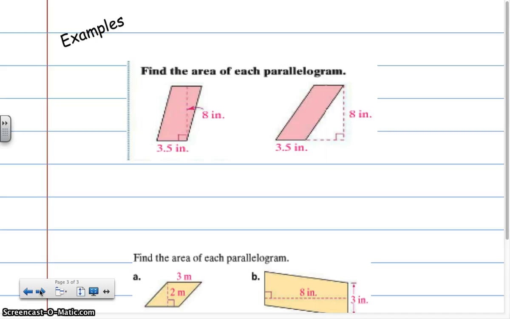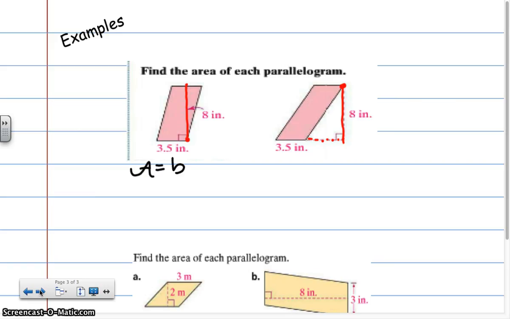This first parallelogram, first off, look at how they represented the height two separate ways. They went from this bottom vertex and dropped it straight up to the opposite base, and we got a height of 8 inches. Here they went from the top, the second example, and they dropped it down to the opposite base, and then just put a dotted line to represent that it is perpendicular to the base. It's aligned with where the base would be. Either way are accurate ways to describe your height.